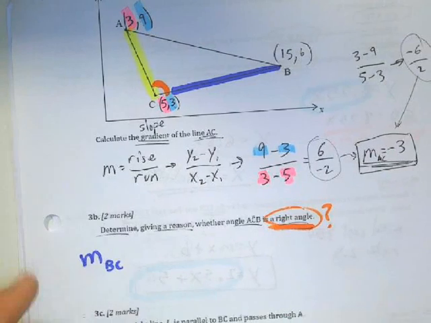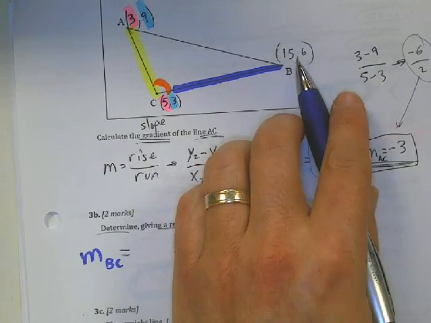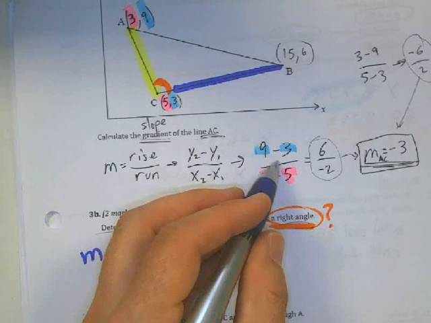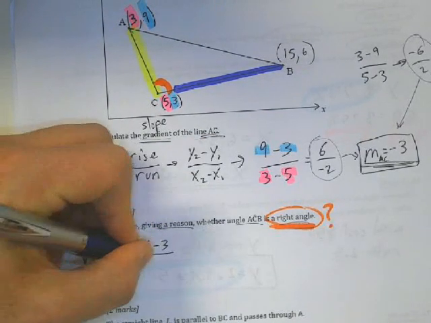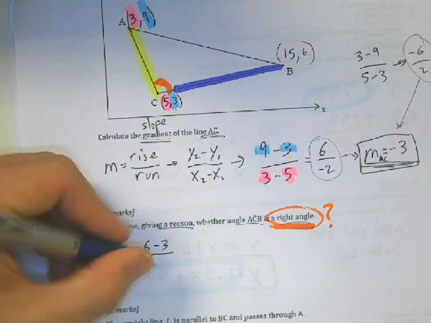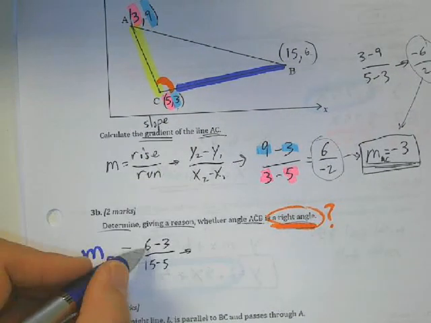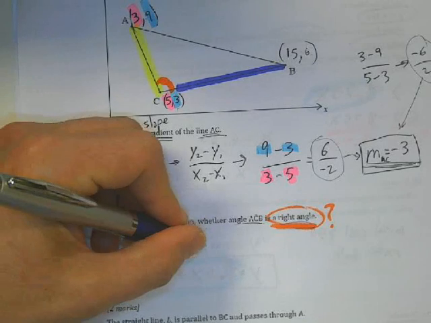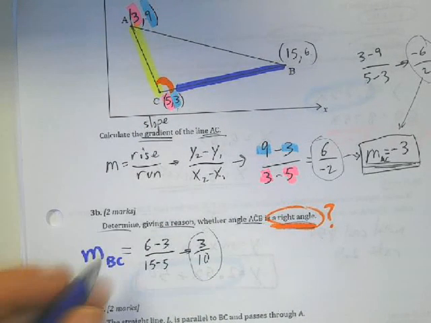Okay. So the slope of BC, I'm going to do rise over run, right? Okay, 6 minus 3 divided by 15 minus 5. And that gets me 6 minus 3 is 3, and 15 minus 5 is 10. And so that is the slope of the purple line.